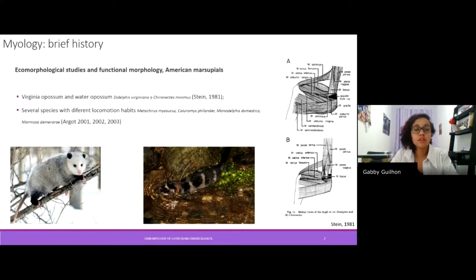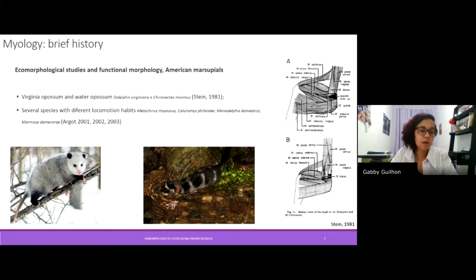And we start to have a few studies with ecomorphological and functional morphology analysis of American marsupials. Again, they use the Virginia opossum, but compare it to the water opossum, the only true semi-aquatic marsupial that we have. They have very different types of locomotion, since Didelphis is more scansorial.